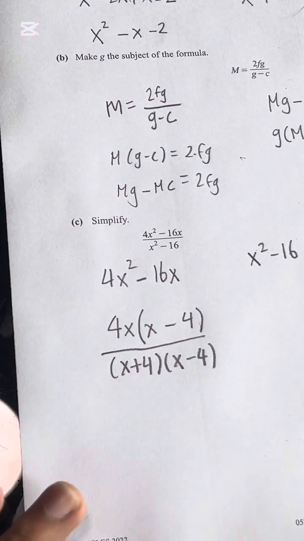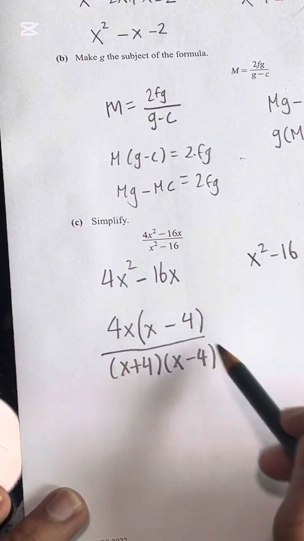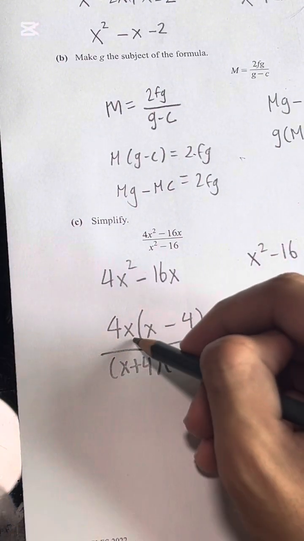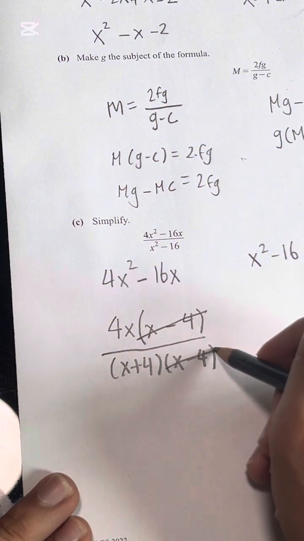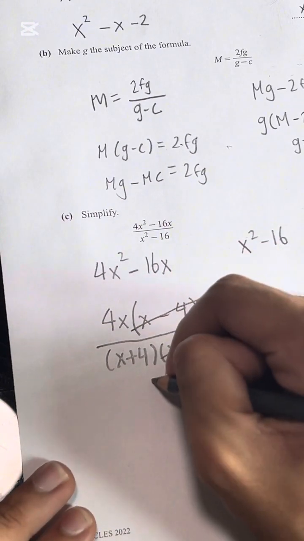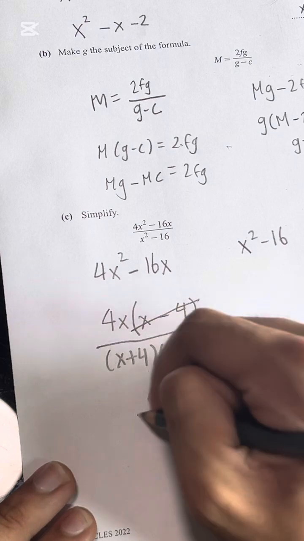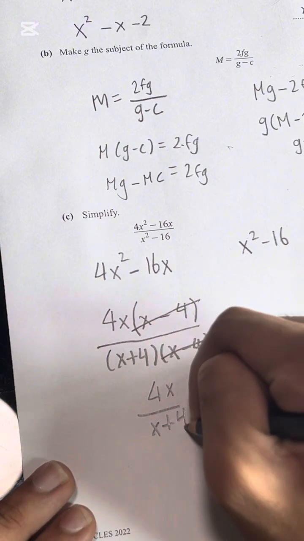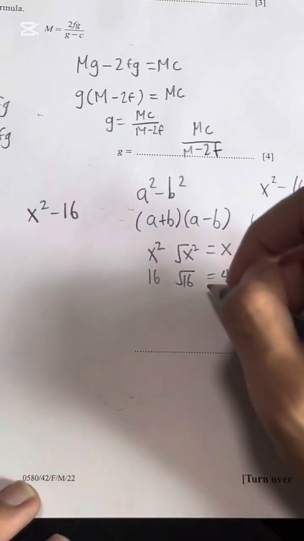Now the final step is that we can cancel x minus 4 on the numerator and the denominator to further simplify this. We can cancel this and we can cancel this. So therefore our final answer is going to be 4x over x plus 4. 4x over x plus 4, we can write that over here.